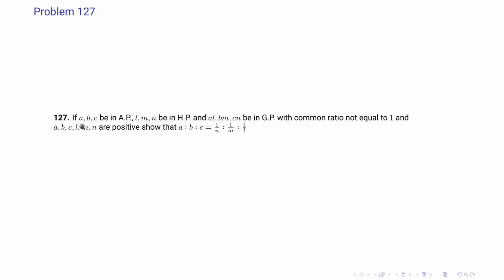Problem 127 says that if a, b, c are in AP, l, m, n are in HP, and al, bm, cn are in GP with common ratio not equal to 1, and a, b, c, l, m, n are positive, show that a is to b is to c is equal to 1 by n is to 1 by m is to 1 by l.